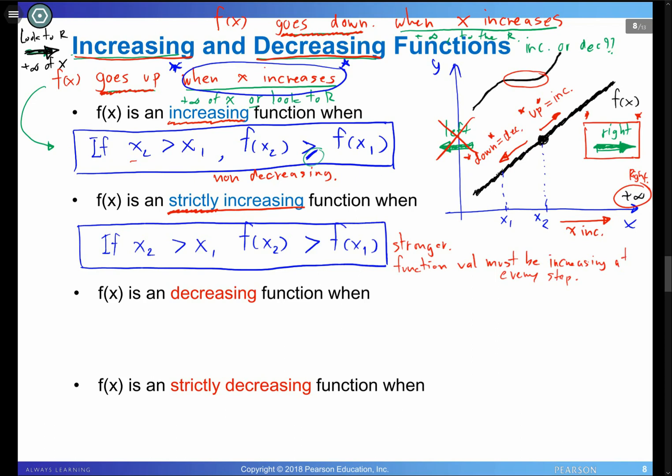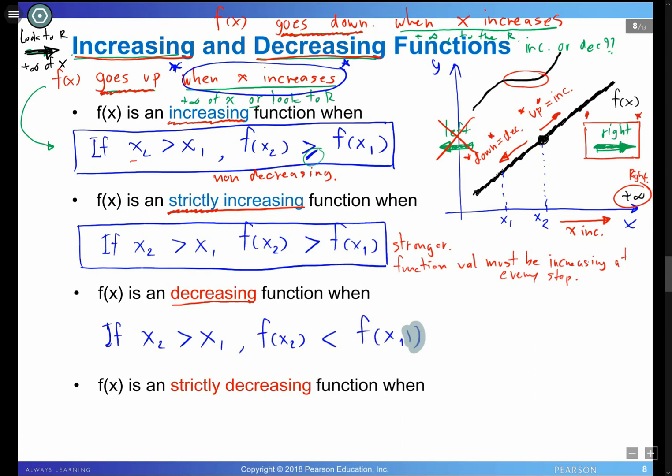Now we move to decreasing and strictly decreasing, and as you expect, it's going to be similar. So let's take a look here. Now this one is about the decreasing function. And once again, we keep the direction the same. We are going to look to the right. If x2 is greater than x1, we are looking to the right-hand side. Now, the function has to be lower, decreasing. So the function value at x2 must be less than the function value of x1.